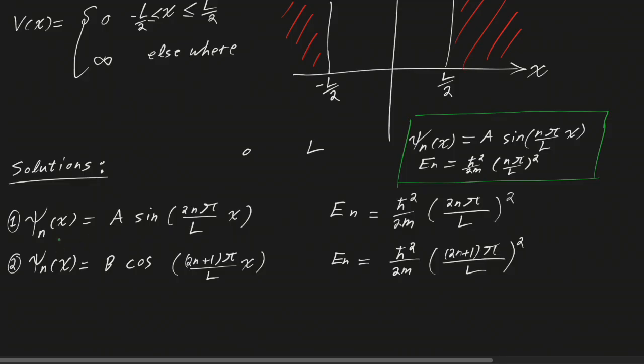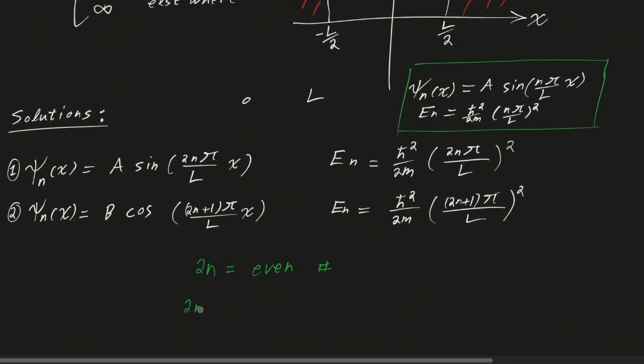Even though the eigenfunctions appear to be different, the probabilities remain the same. That's one. Two, the energies appear to be different, but they really aren't, because if you examine here, it's 2 times n, and here you have 2n plus 1 multiplied by pi. 2n will always equal an even number, no matter what you do, for all n. So n equal to 1, 2, 3, you'll always get an even number, and 2n plus 1 will give you an odd number.